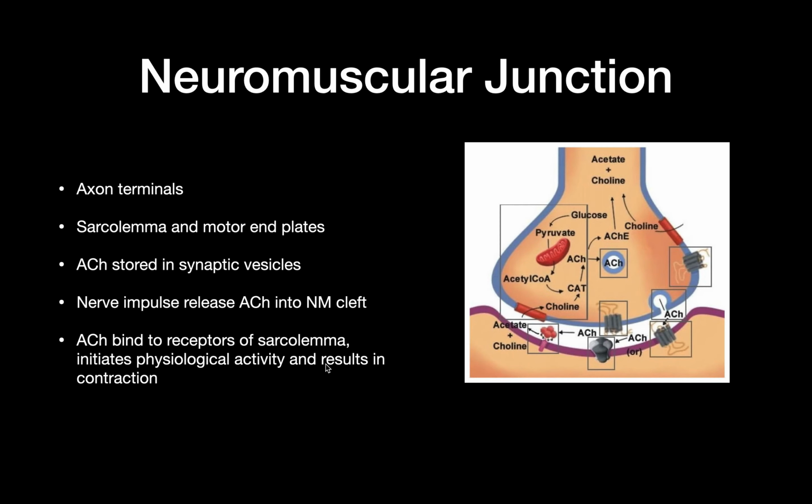Here's the neuromuscular junction. They're involved with the axon terminal, and it articulates with the sarcolemma and the motor end plate. And in the axon, acetylcholine is stored in the synaptic vesicles over here. And a nerve impulse will come, release the acetylcholine in the neuromuscular cleft, and those will bind to the receptors on the sarcolemma, and that will initiate the contraction.